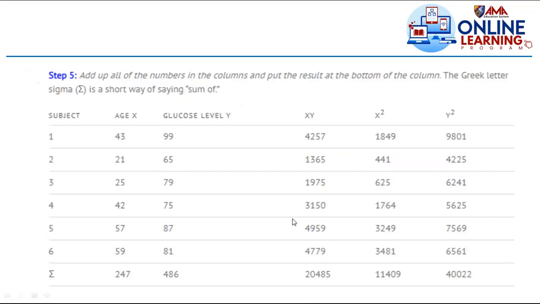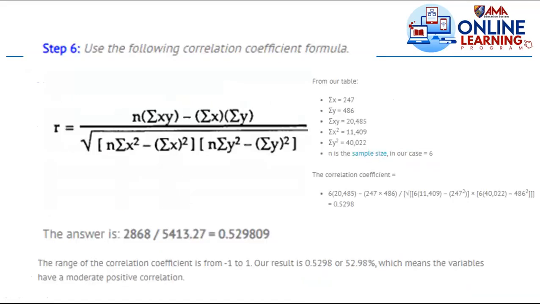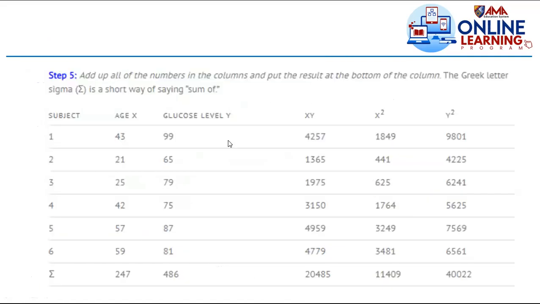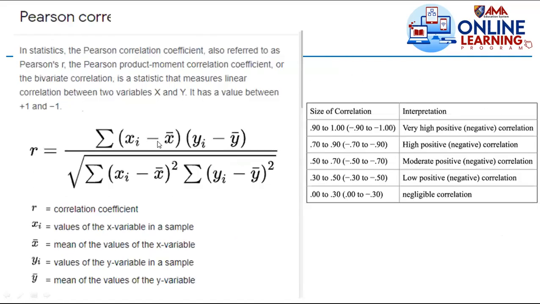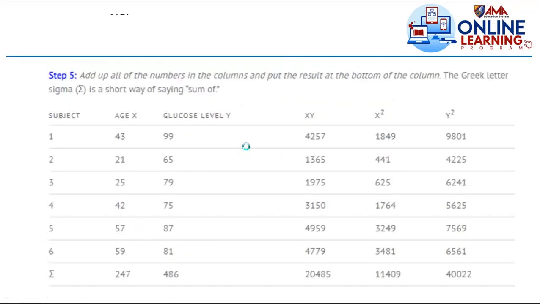Meron tayong total. Next, use the following equation. Okay? Summation of x is 247. Summation of y is 486. Summation of xy is 2485. Okay? Parang kinuha na natin yung summary nito, no? Yung formula dito, no? xi minus x bar, no? Okay? Tapos i-multiply na siya. Yung difference po nila, tapos naka-multiply na dito, no? So, ito na yung formula po natin.